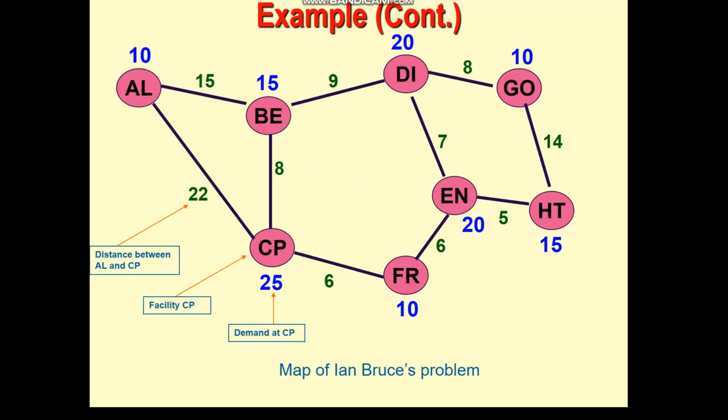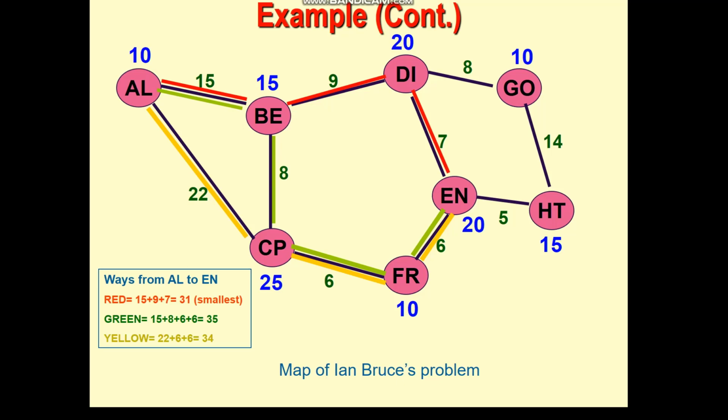So here are the 8 towns that he has delivered the product to. The blue number is the demand. For example, in the town CP, the demand is 25. The green color is the distance from one town to another town. For example, 22 is the distance between the town AL to CP, and 15 is the distance between the town AL to BE.